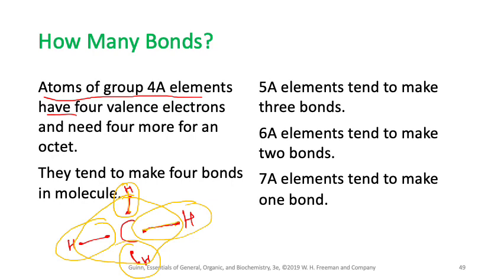So a 4th group element can make 4 bonds. 1, 2, 3, 4. Similarly, a 5th group element can make 3 bonds, because the 5th group has 5 valence electrons. How many more does it need? 3 more. So somebody has to share 3 electrons, so that means it can make 3 bonds. 6th group, 2 bonds. A 7th group element can make 1, because they need just 1 electron to get shared. Somebody can share 1 electron, right?